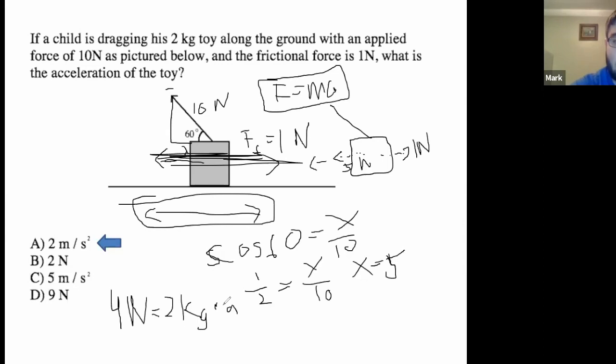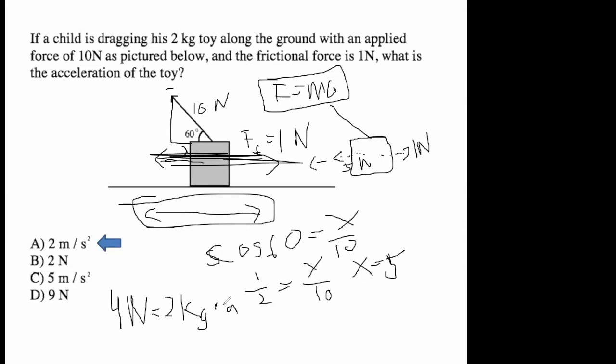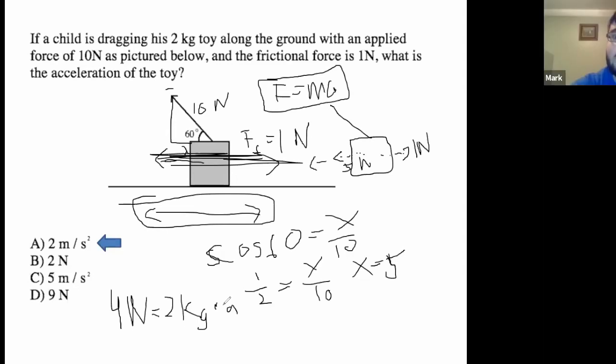Does that make sense? Or how did you cancel that out to get meters per second? I'm just trying to figure that out. Right, because newtons is not a standard unit. It's a unit of force.